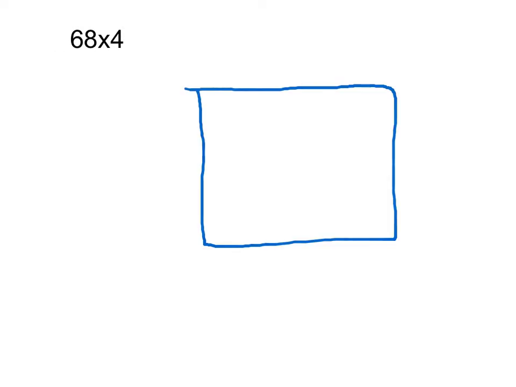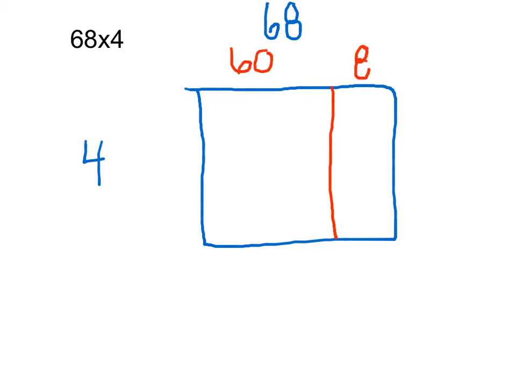Our next problem is going to be 68 times 4, so I'm going to go ahead and draw an array. I know that the top is going to represent 68, and I know that the side is going to represent 4. Now multiplying 68 times 4 seems a little challenging, so I'm going to break it up into different pieces. So I'm going to break up 68 to be 60 and 8, because I know that 60 plus 8 equals 68. And I'm going to leave 4 the same because I know how to multiply by my 4s.